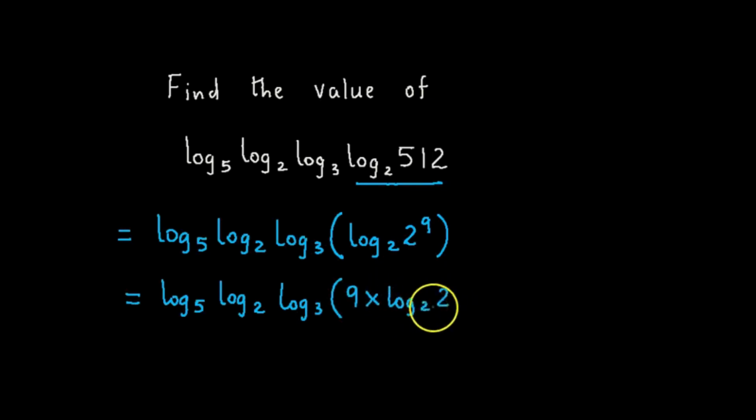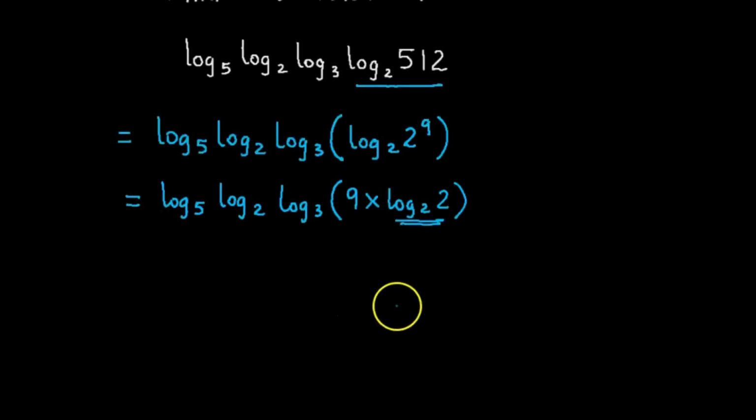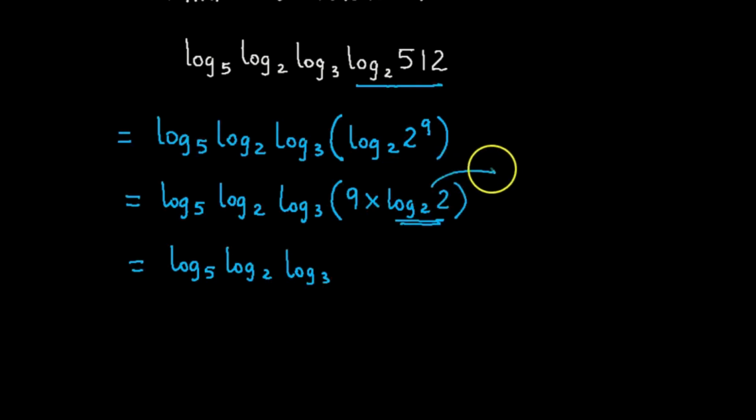log 2 to the base 2. But the value of log 2 base 2 is 1, this value is 1, so 9 into 1 becomes 9, so the overall value will be 9. So the next step will be log to the base 5 of log to the base 2 of log to the base 3 of 9, right, so 9 ones are 9.